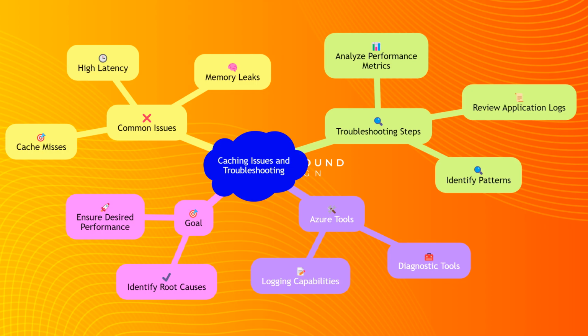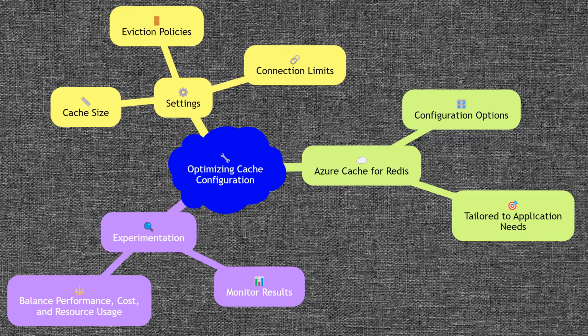Optimizing the configuration of the cache involves fine-tuning various settings to achieve the best performance. This includes adjusting parameters like cache size, eviction policies, and connection limits.